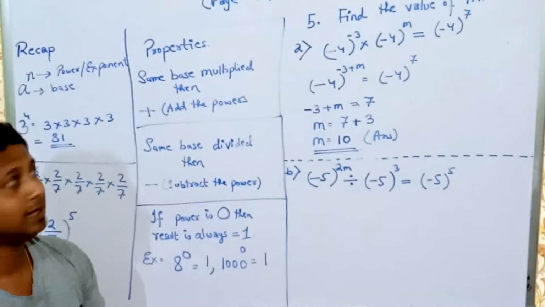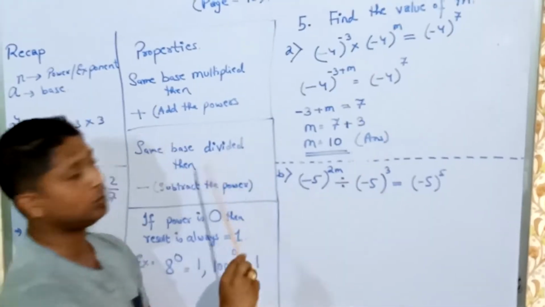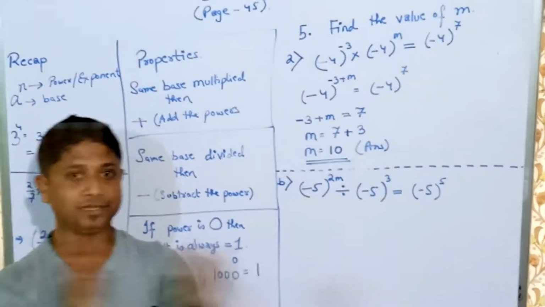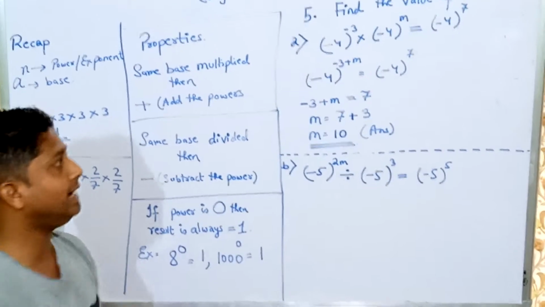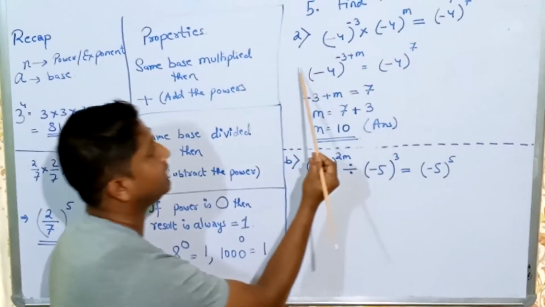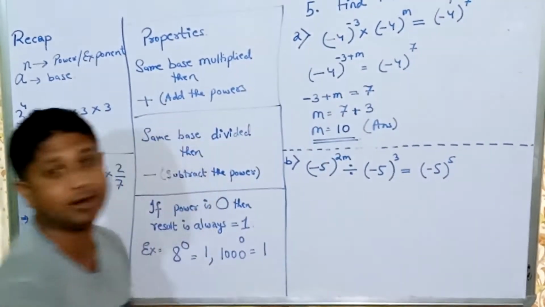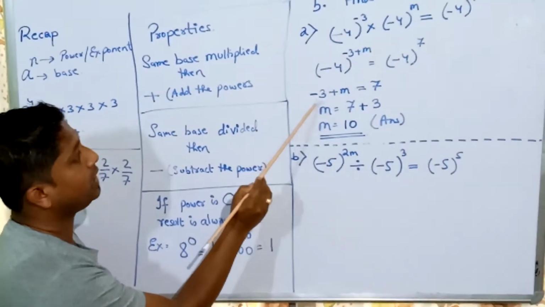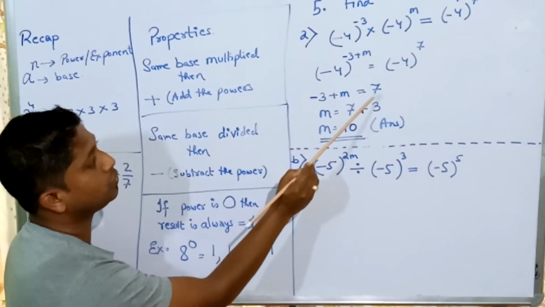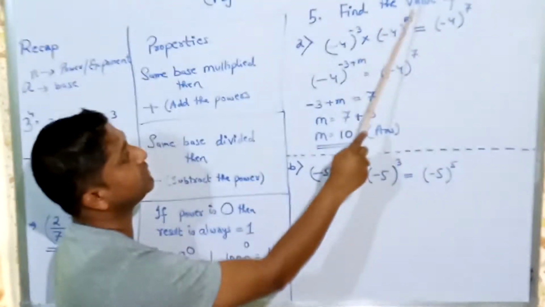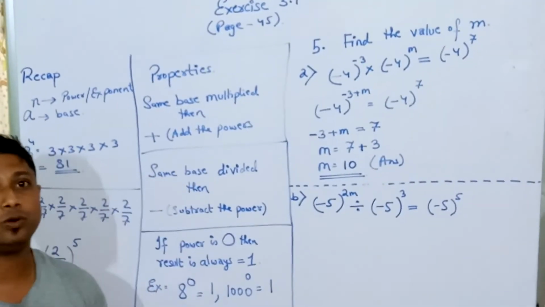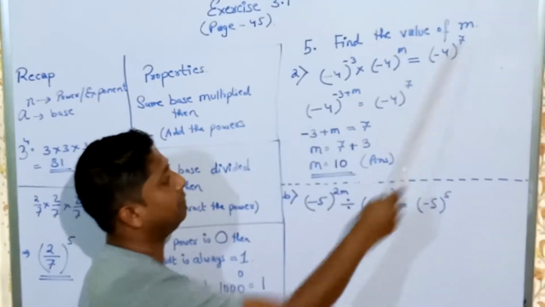Now if you see, -4, both the bases are same on either side of the equal to sign. So that gets nullified. Or in other words, you can cancel it in your mind and the left out is -3 + n = 7. Now it is easy. The question itself says find the value of n.